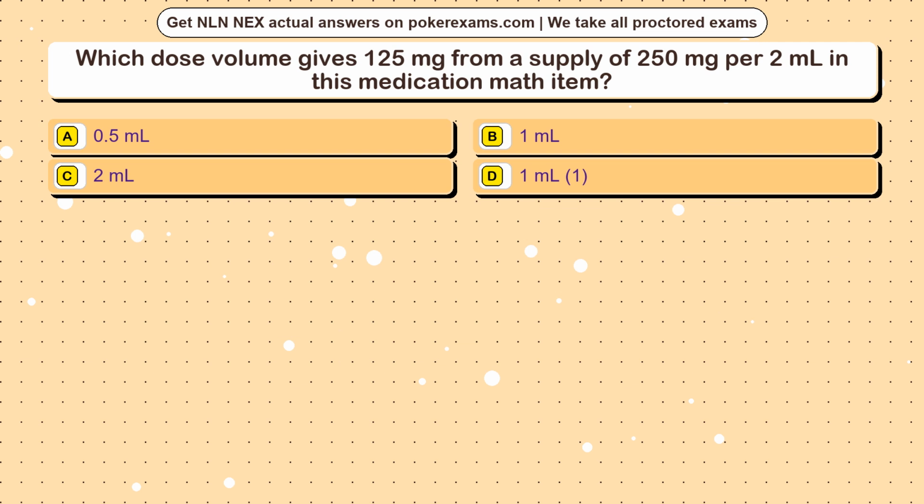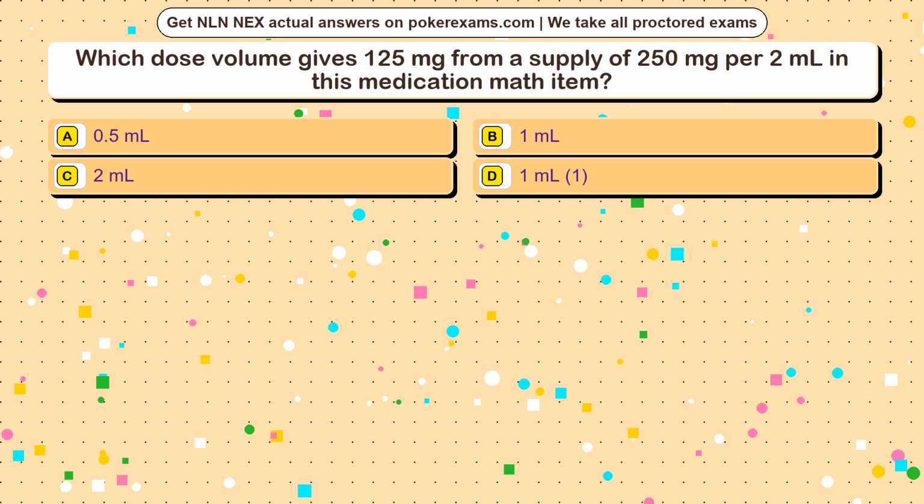Question 1. Which dose volume gives 125 mg from a supply of 250 mg per 2 ml in this medication math item? Option A, 0.5 ml. Option B, 1 ml. Option C, 2 ml. Option D, 1.1 ml.